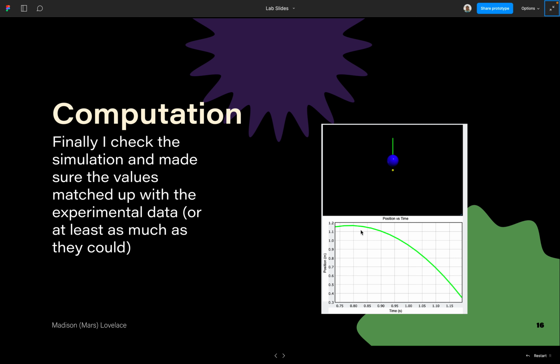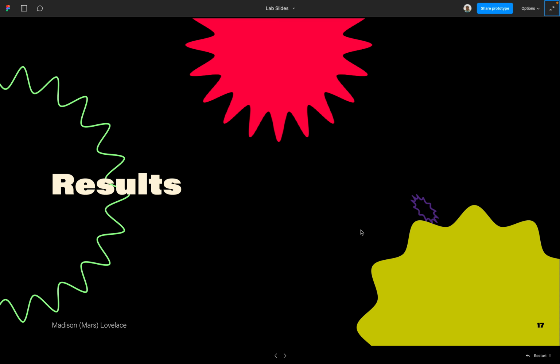Finally, I checked to make sure the simulation matched up with the experimental as much as it could to make sure my work was right. And now we get into the results.